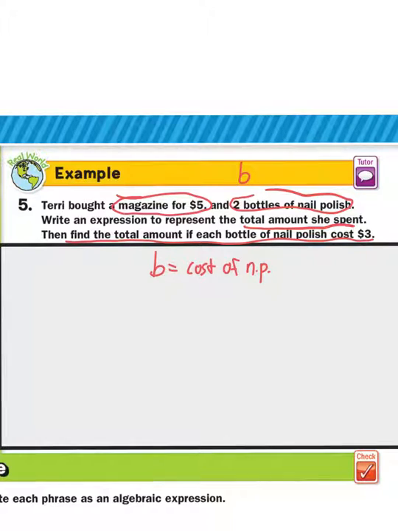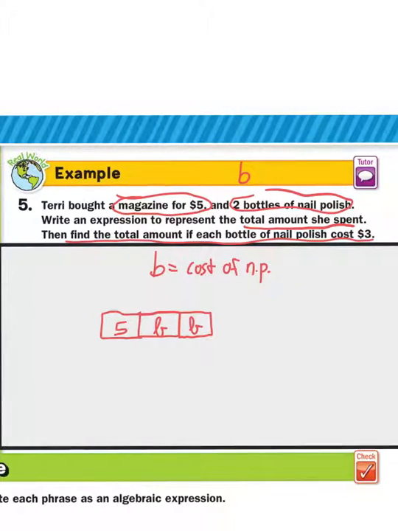So let's start with this. Here's what she bought. She bought 2 bottles of nail polish. Remember, we don't know what they cost, so each one of those is B, correct? But the magazine was $5. So we do know that, so that's going to be a 5. So this bar represents $5 for the magazine, whatever a bottle of nail polish is, and whatever a second bottle of nail polish is.